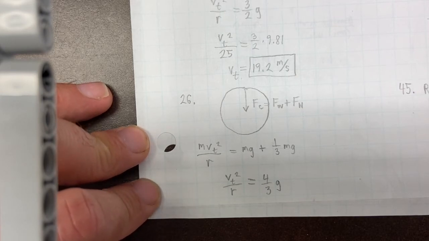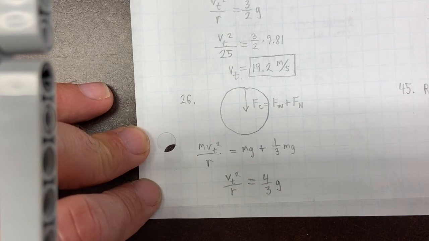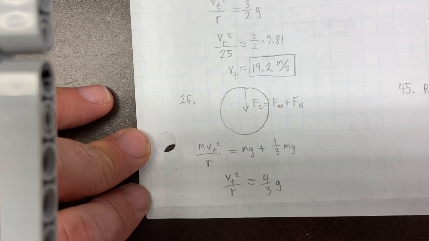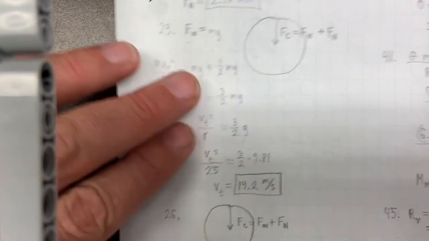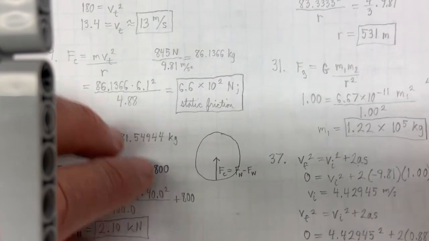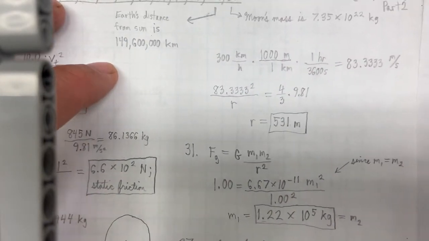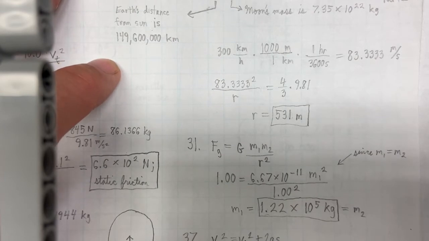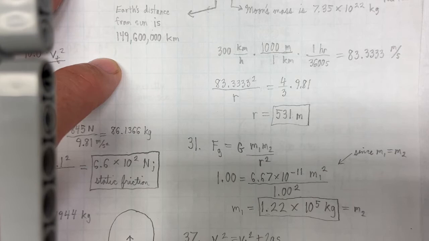mvT squared over R equals mg plus 1/3 mg. Where do we get the 1/3? Again, we get that from the givens in the problem because it tells us that. So vT squared over R equals 4/3 g. And then we can continue by doing a unit conversion. 300 kilometers per hour is 83.3333 meters per second. Plug and chug, and the radius is 531 meters.